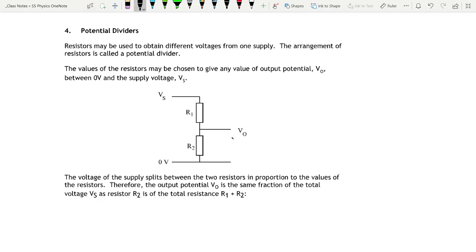So we'd use this voltage here, if we put a voltmeter across here, we could use that voltage to then go on and provide voltage to something else, like a transistor or something like that. So we can change the resistance of the resistors to change the voltage out. The values of the resistors may be chosen to give any value of output potential, V out, between 0 volts and the supply voltage.